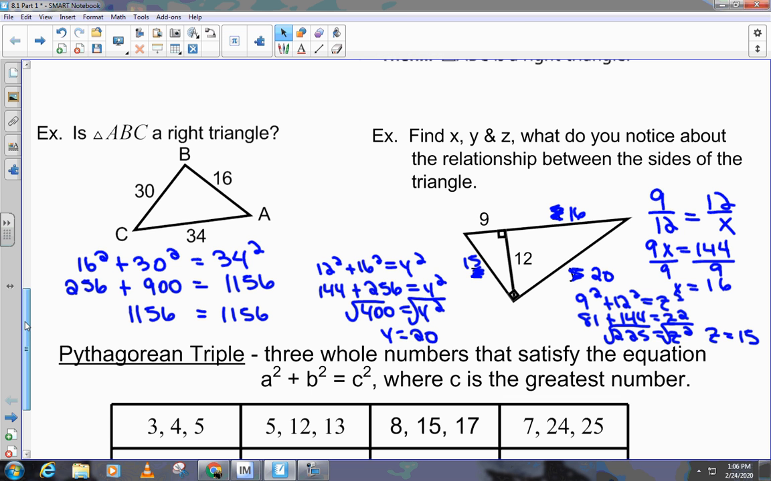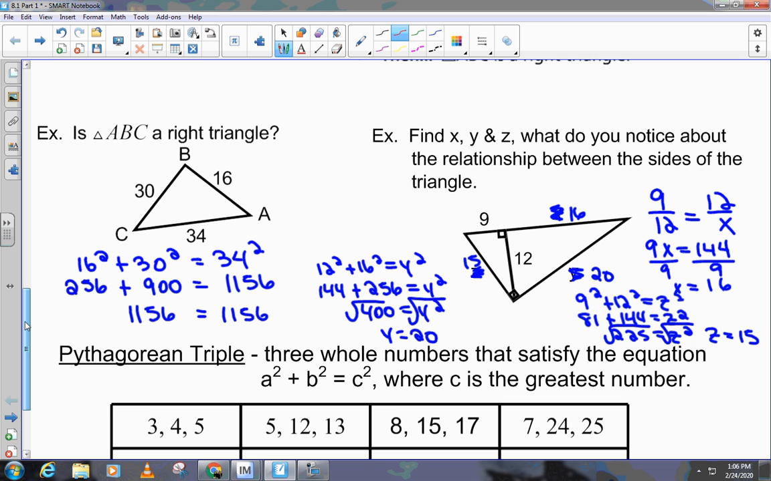Okay, so that answers for x, y, and z. Now, it says, what do you notice about the relationship between the sides of the triangle? Well, first of all, when you have a right triangle and you draw the altitude, you create three what? Three right triangles, three similar triangles, right, Isabel?